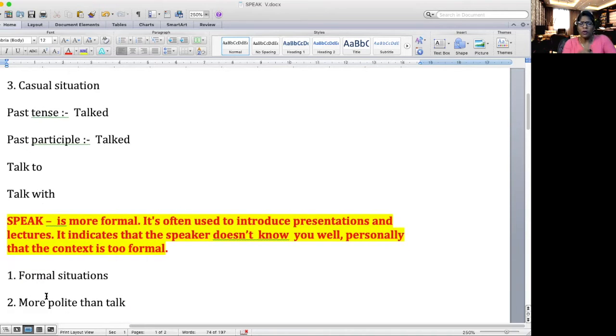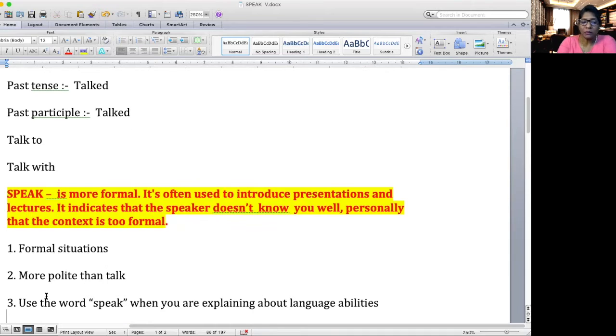And to be honest, it's more polite than talk. The word speak, if you see, is more polite than the word talk. And make a note: whenever you're explaining your language abilities, for example, if you say I can speak Hindi, you cannot say I can talk Hindi. I can speak Hindi. So when you're explaining your language abilities, you need to use the word speak, not the word talk. I hope it's clear.